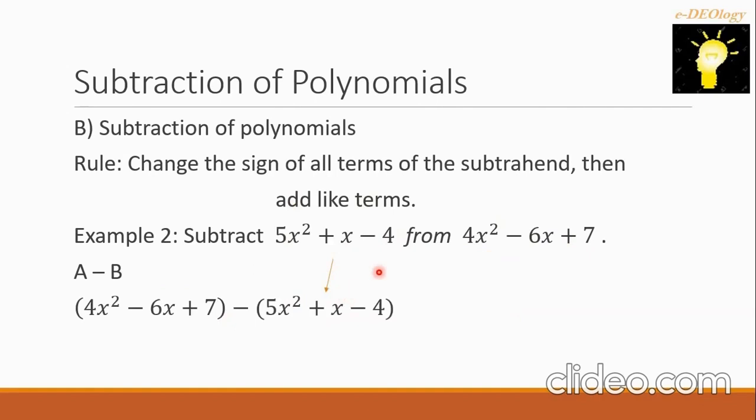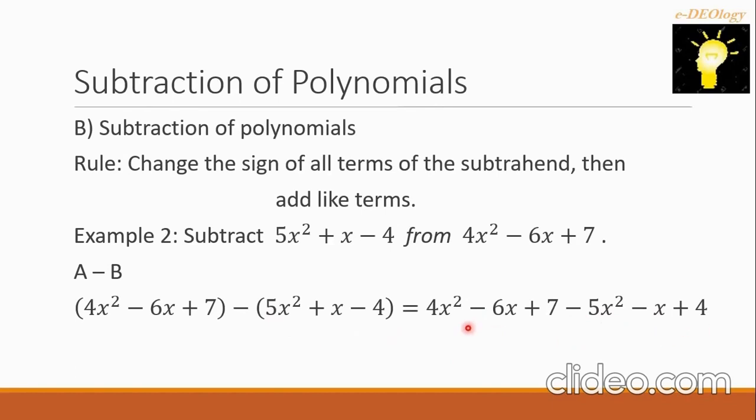And then, as a rule, we're going to remove the grouping symbol, but we will change the sign of all the terms of the second polynomial. See here, the 4x squared minus 6x plus 7 are simply copied here without the grouping symbol. Then for the second polynomial, the 5x squared is positive here, it becomes negative. The plus x becomes negative x, the negative 4 becomes positive 4.